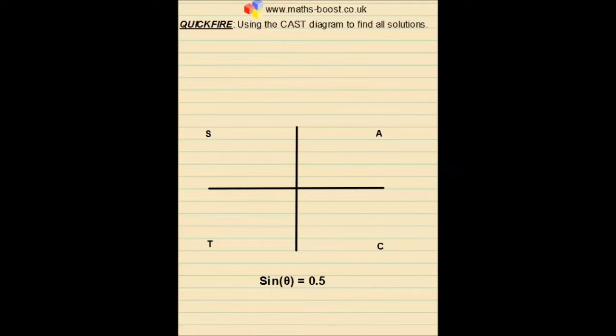Find solutions to sine theta equals 0.5. The calculator gives us the first, theta equals 30 degrees.